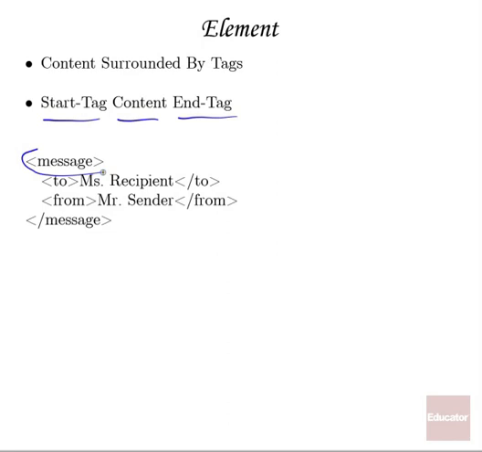So here's our start tag for our message. This is our end tag for our message. And these two tags plus everything in between consist of the element. So here's a to element, which we would expect to see in an email type sort of thing, indicating who the message is to. And then we have another one indicating who the message is from. And we've set apart each of those pieces of text with tags to create elements out of them, separate document sections.